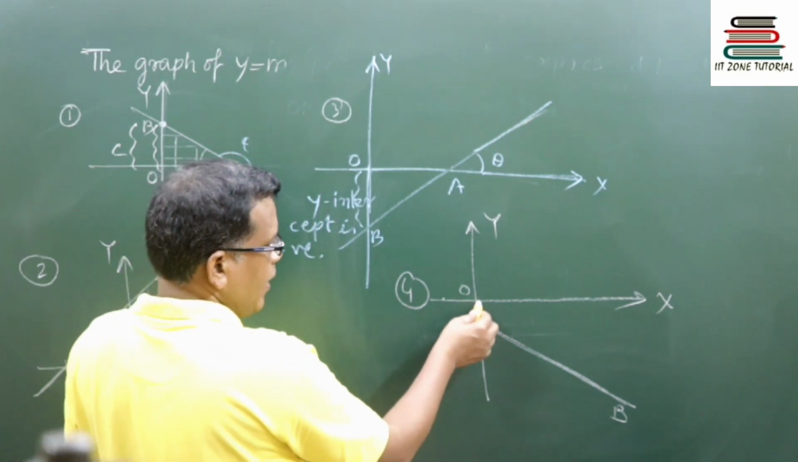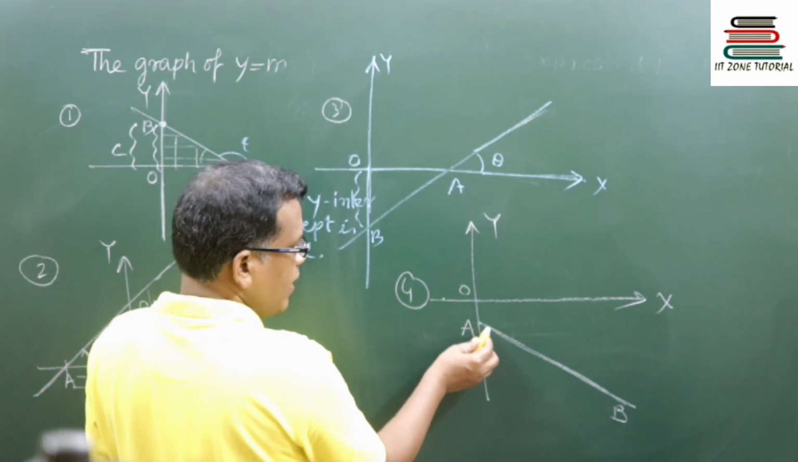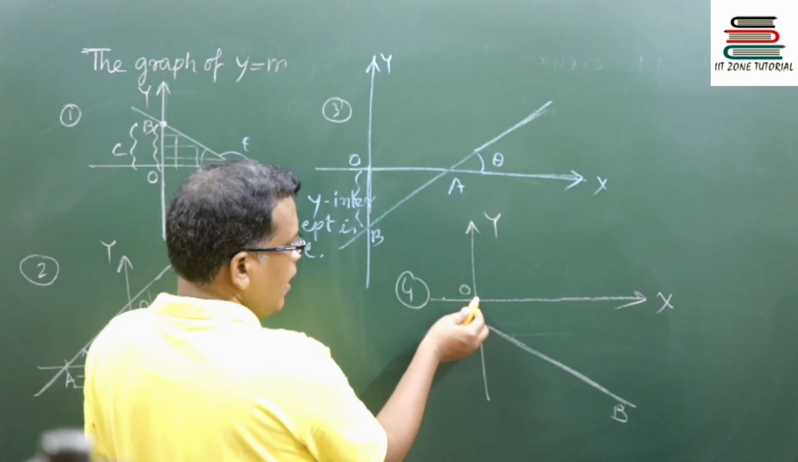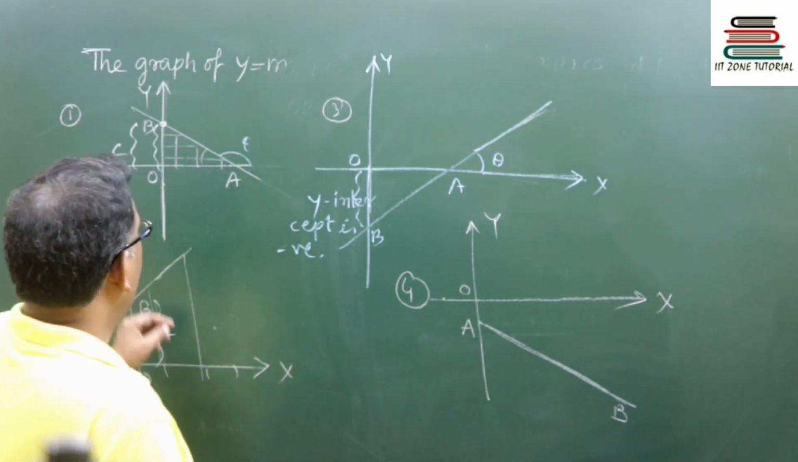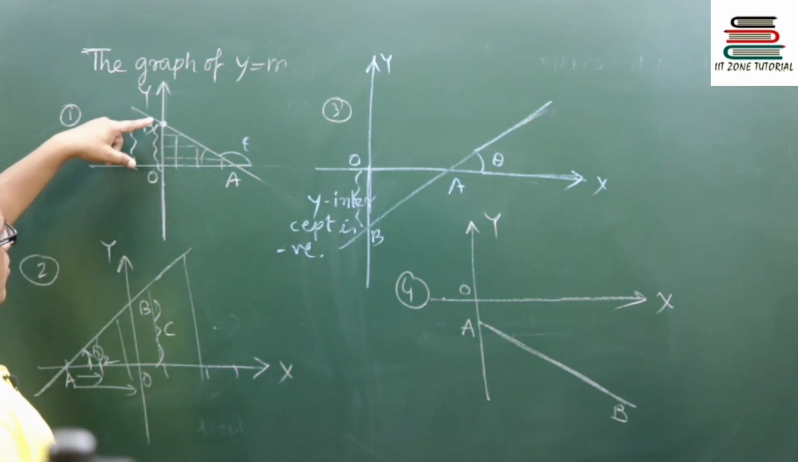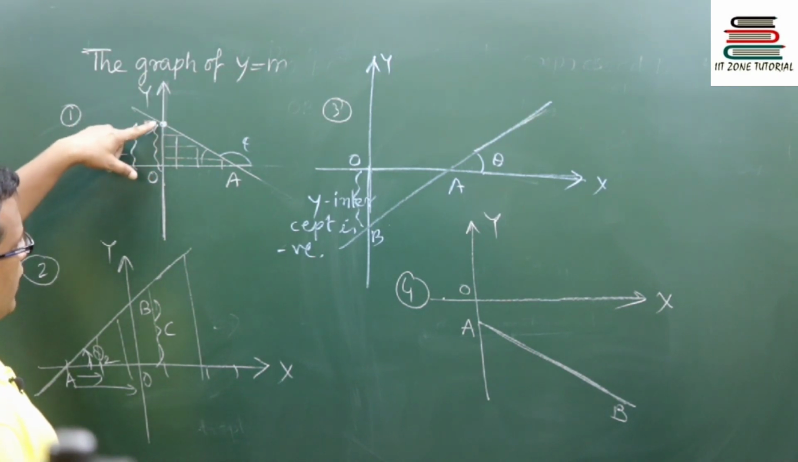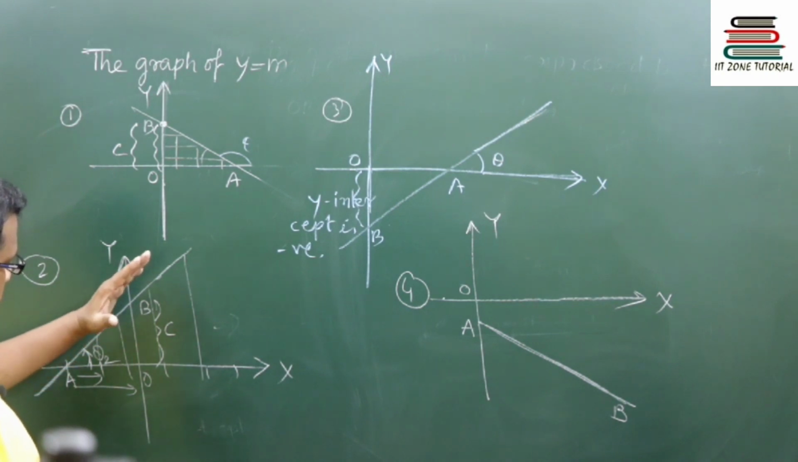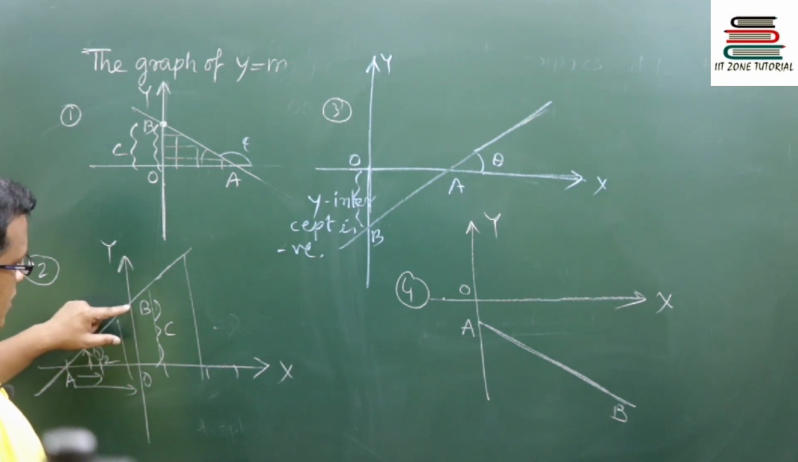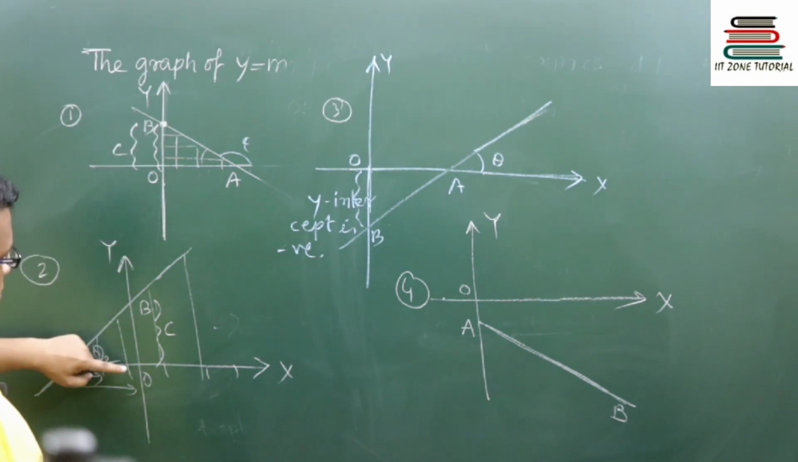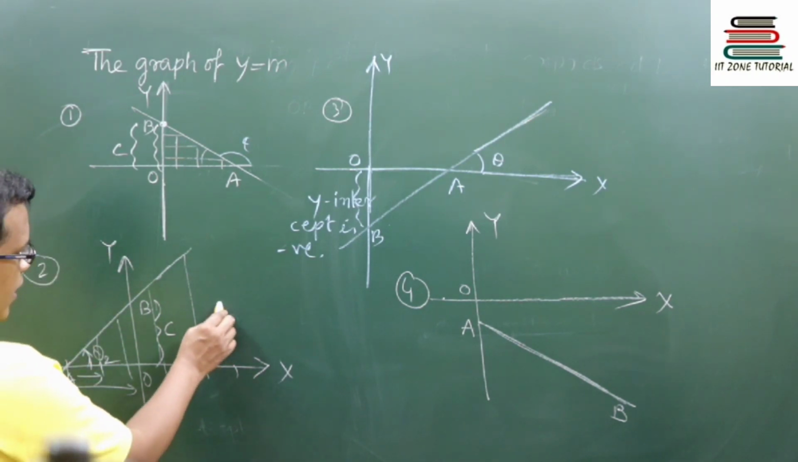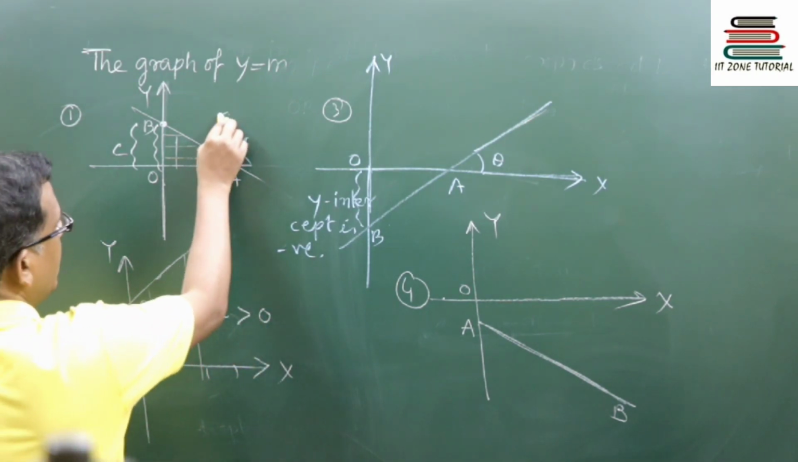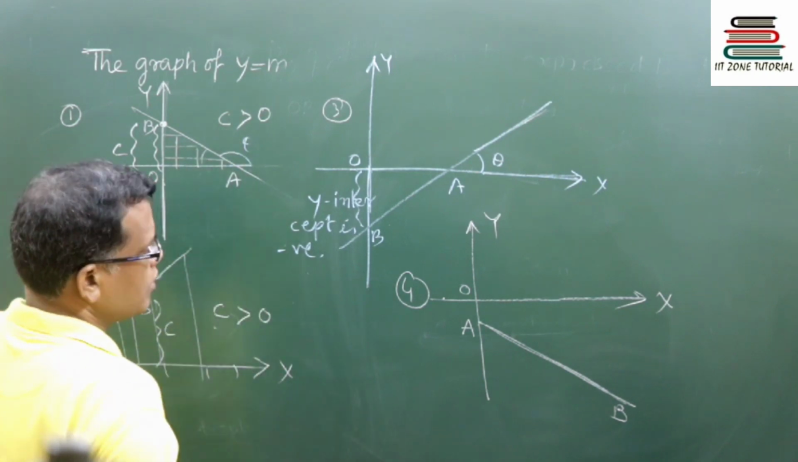A positive y-intercept means the line cuts the y-axis above the origin. At this point, the line was cutting the y-axis at a point above the origin. Here also the line was cutting the y-axis above the origin. In these two cases, the y-intercept was positive. Here also C was positive. Here in this case also C was positive, right?